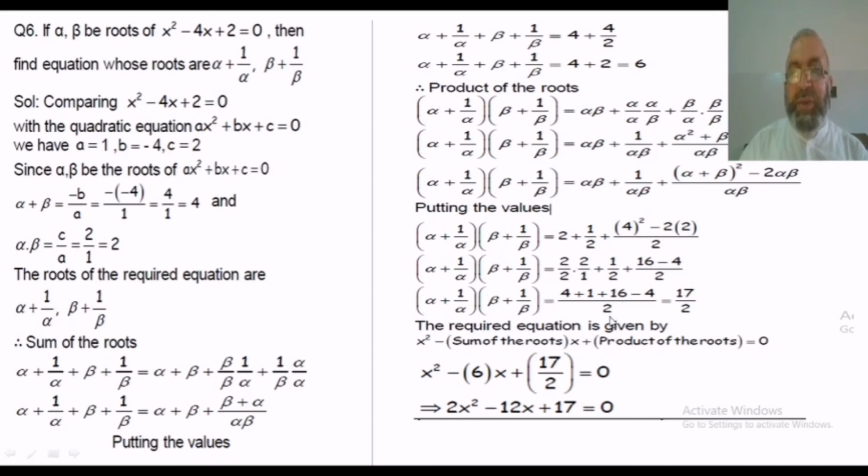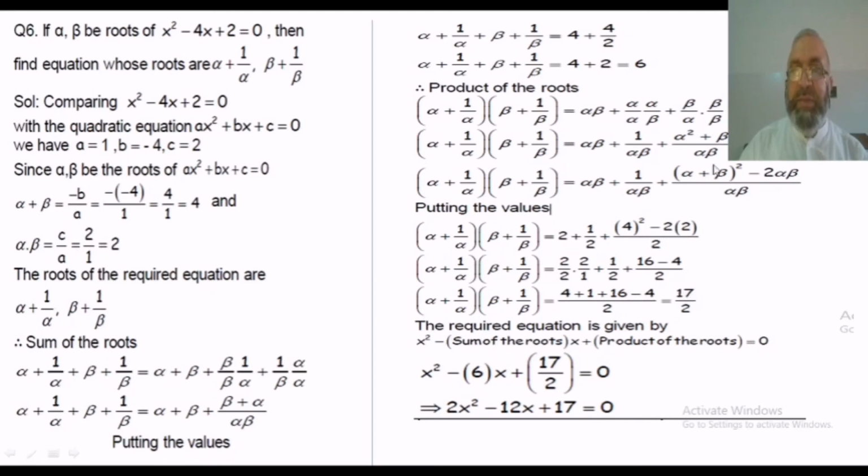So by taking 2 as LCM we can write 4 plus 1 and this one 16 minus 4 is 12, or we can write simply 16 minus 4, both terms directly, 12. So 4 plus 1 is 5, 16 plus 5 is 21, minus 4 is 17 by 2, that is the product of the roots.